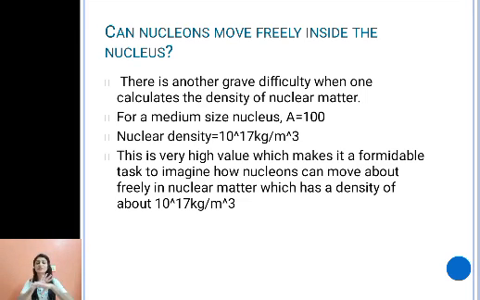Imagine this value. It is a very, very high value, because the density of water is only 10 raised to 3 kg per meter cube. Imagine that nuclear density is 10 raised to 17 kg per meter cube. This makes it a formidable task to imagine that nucleons, neutrons and protons, being so compactly packed inside the nucleus, have space to move in different shells. Electrons have a lot of empty space in the atom where they can move, but that is not true in the case of nucleons like neutrons and protons moving inside the nucleus.